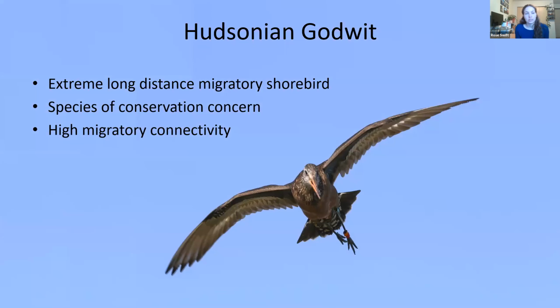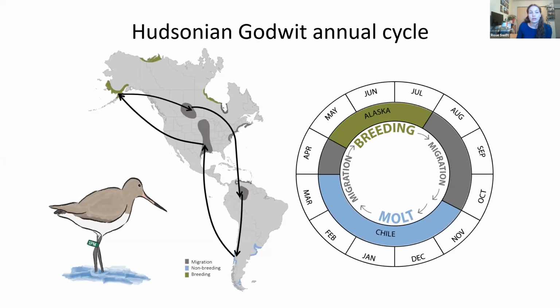So getting into the first of these two stories on the Hudsonian godwit, in case you're not familiar, they are considered an extreme long-distance migratory shorebird. They breed in the Arctic and subarctic and overwinter in the southern cone of South America. Despite rapid declines, they are considered a species of conservation concern and don't have any formal listing criteria currently. They do also have relatively high migratory connectivity based on some geolocator and satellite tag work. We know that those three main breeding areas you can see in the map in green mostly only use one of the three non-breeding areas shown in blue in southern South America.